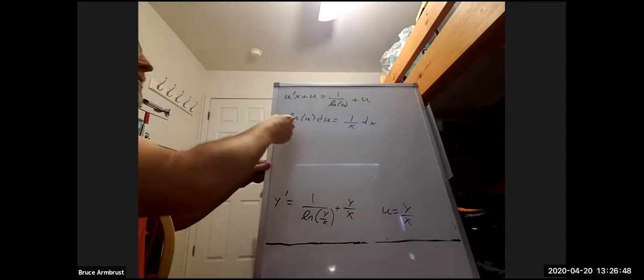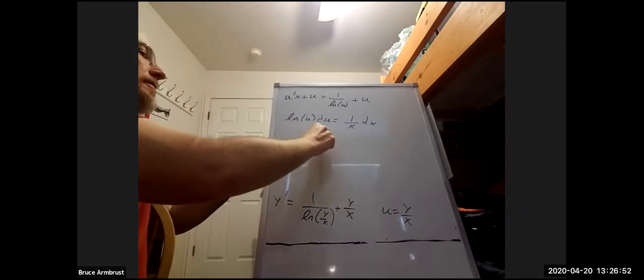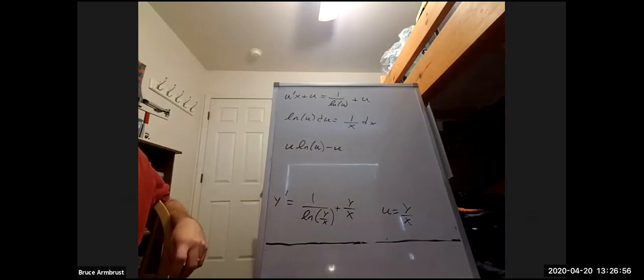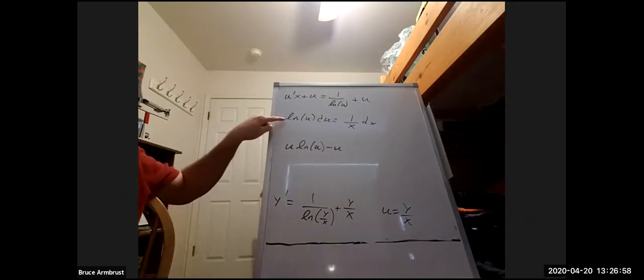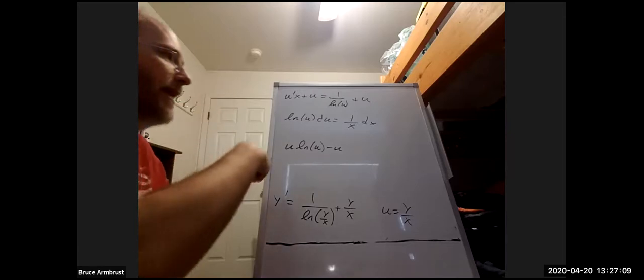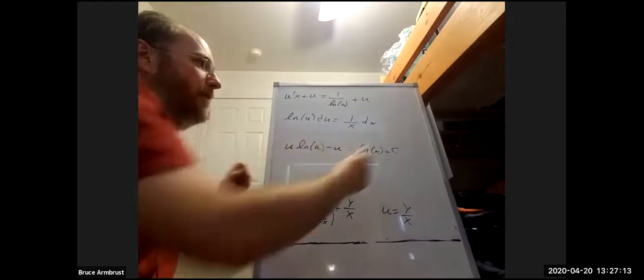All right, so integrating natural log of u gives us u natural log of u minus u. That one, you actually would have to do by parts, unless you remember just the integral of natural log. So it's u log u minus u. And then on the other side, we get the natural log of x. But let's put on our plus c.